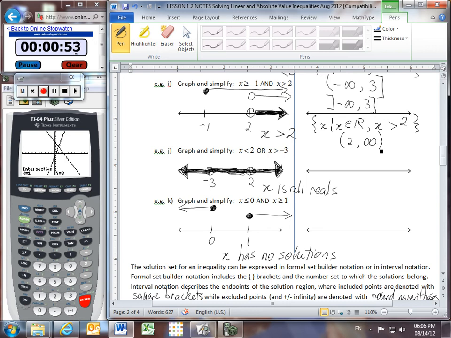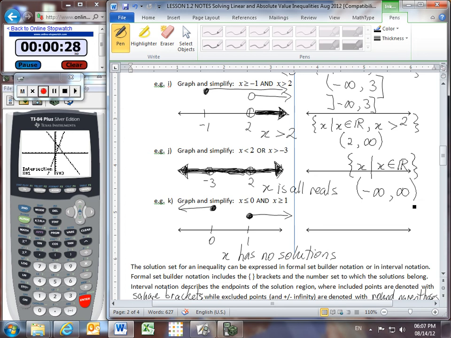J. Look at that, I've included the entire number line. So in set builder notation, I'm dealing with all x such that x is an element of the real numbers, and there's no more conditions. That's set builder notation. Interval notation, my left endpoint is negative infinity, and my right endpoint is positive infinity, neither of which can be included.